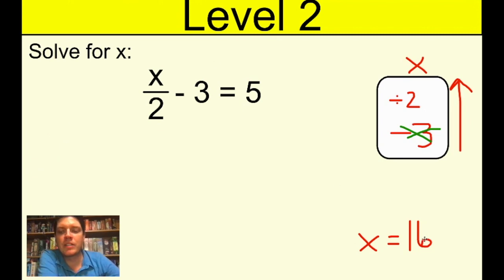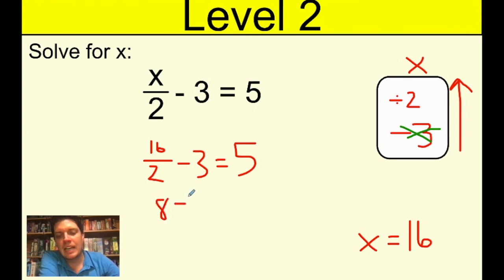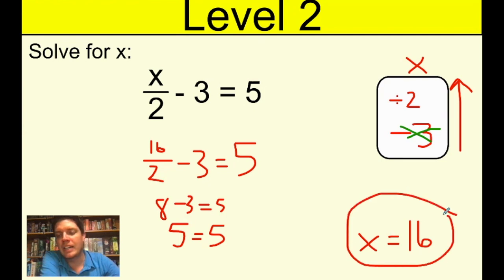So if I substitute the number 16 in for x, then I'm going to have 16 divided by 2. We've got to start using our knowledge from the first unit. It's almost like we learned that for a reason. So 16 divided by 2 is 8, and 8 minus 3 does equal 5. So I ended up getting 5 equals 5. That is a true statement. So I know that x equals 16 was the right answer.